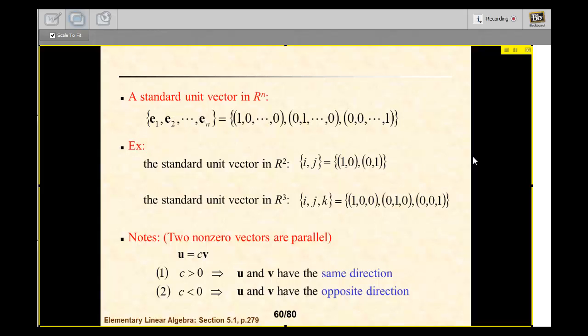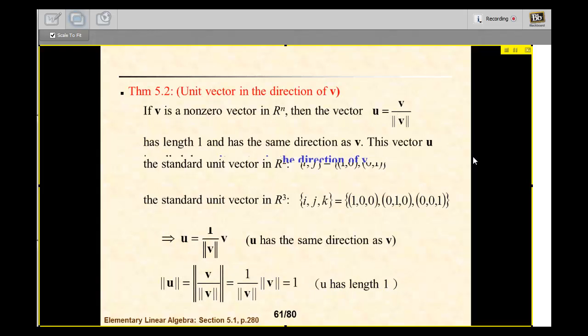Two non-zero vectors are parallel if u is equal to cv. If these two vectors are parallel, then we can write u equal to cv, where c is a constant multiple in the same direction. If c is greater than 0, u and v are in the same direction. If c is less than 0, that is negative, then these two vectors are in opposite directions. So this is a very simple thing.